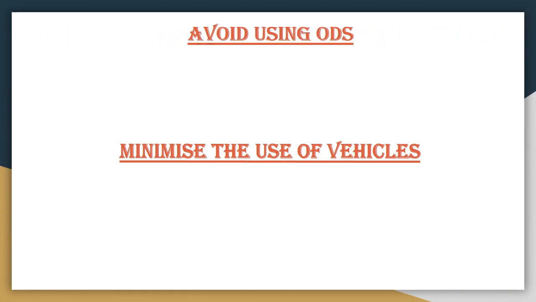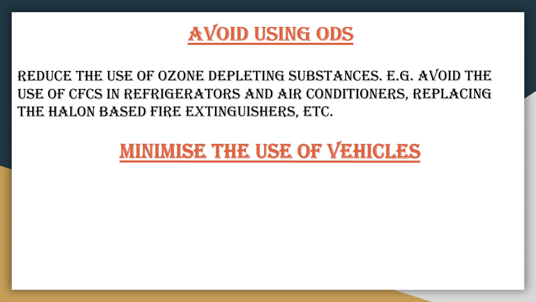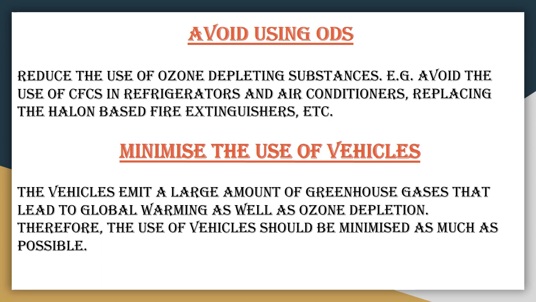Avoid using ODS, reduce the use of ozone depleting substances. For example, avoid the use of CFCs in refrigerators and air conditioners, replace halon-based fire extinguishers, etc. Minimize the use of vehicles. Vehicles emit a large amount of greenhouse gases that lead to global warming as well as ozone depletion. Therefore, the use of vehicles should be minimized as much as possible.